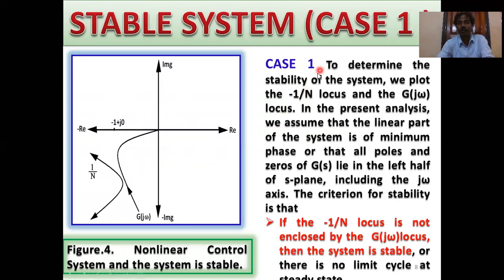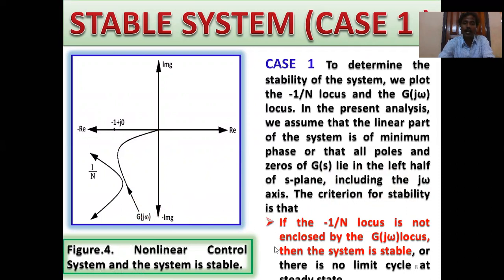So what is the condition? Case number 1. To determine the stability of the system, we plot the minus 1 by N locus and the G of j omega locus. In the present analysis, we assume that the linear part of the system is of minimum phase, or that all poles and zeros of G of s lie in the left half of the s plane, including the j omega axis. The criterion of stability is that.